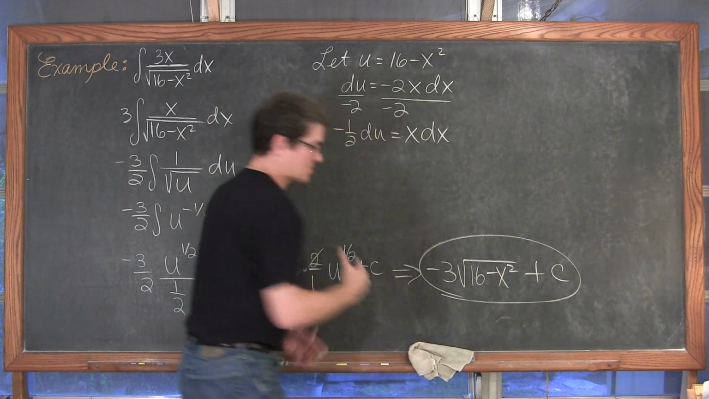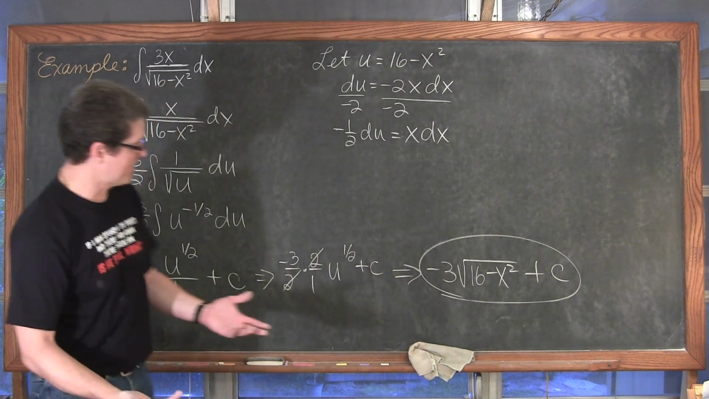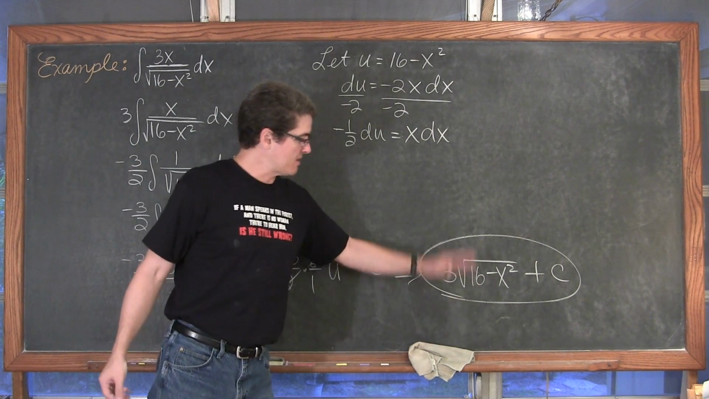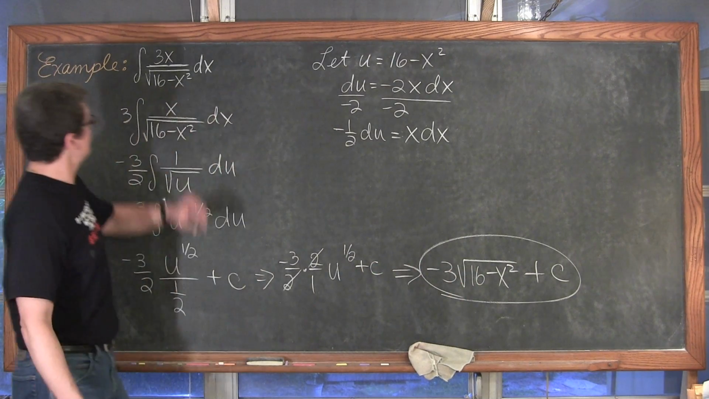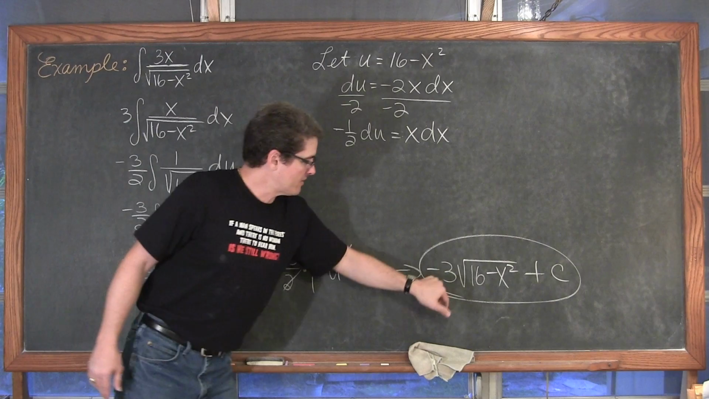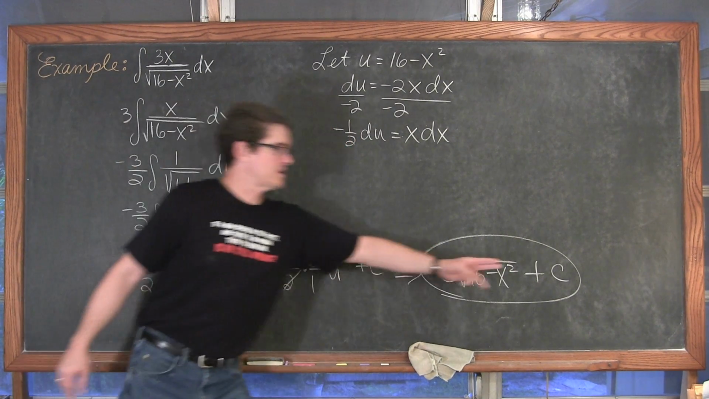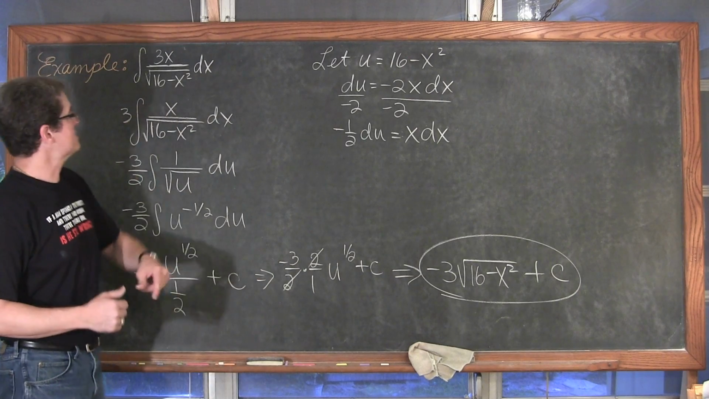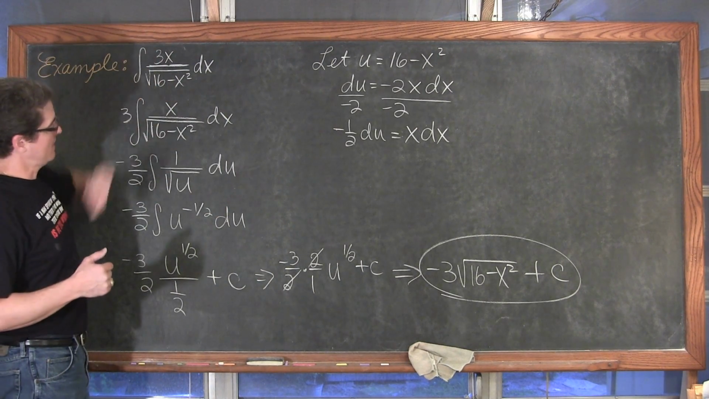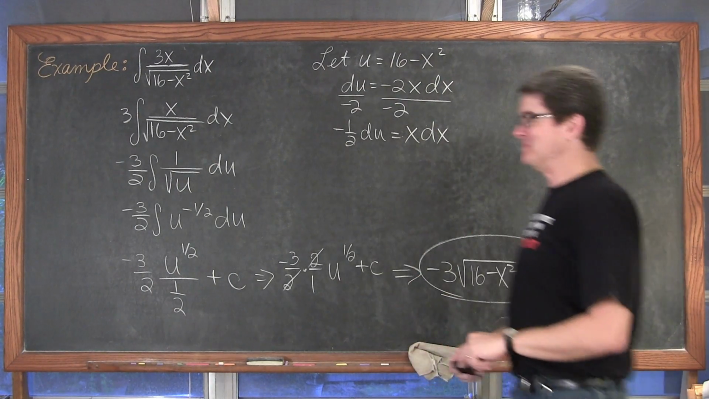And just to always check your work, you can check the back of your book, or you can take the derivative of this and see if you get the problem you were asked to find the integration of. So is the derivative of negative 3 times the square root of 16 minus x squared plus c, of course when you take the derivative of a constant, it's 0, does that equal your 3x over the square root of 16 minus x squared? Hope that makes sense. Let's get on to the next example.